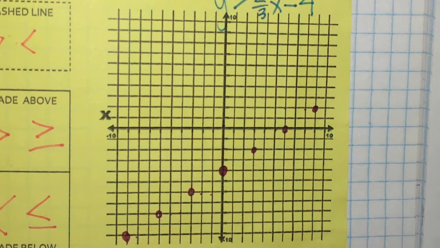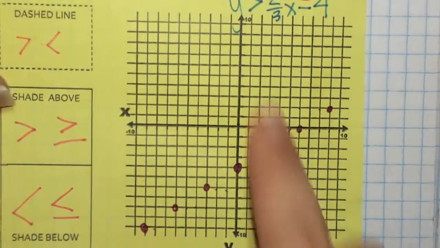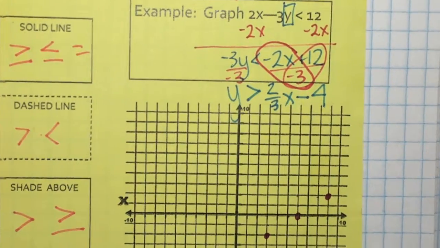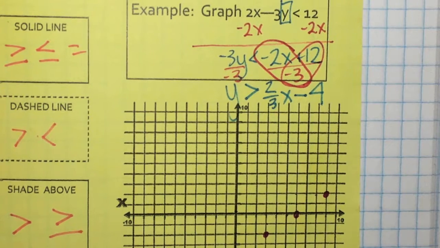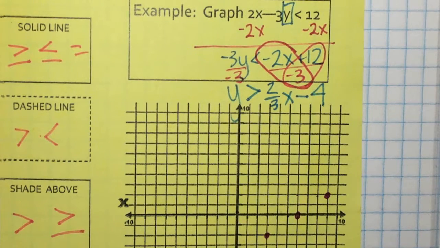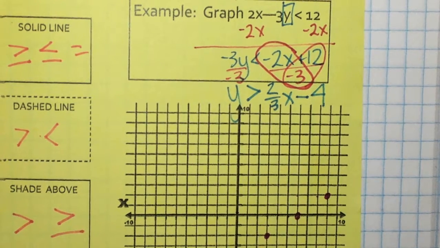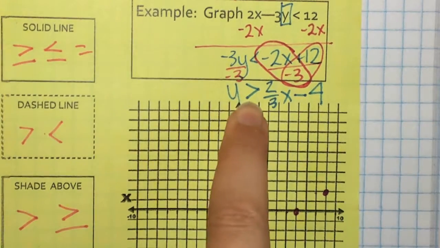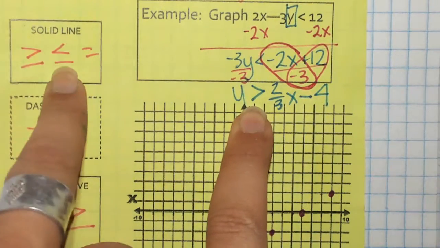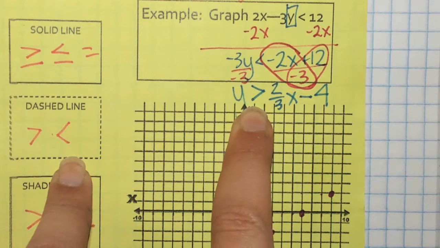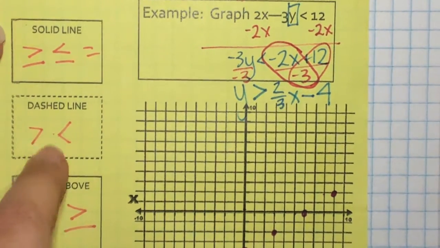Now, we have to figure out if we're going to use a solid or dashed line. Remember, that's based on our inequality sign because that's step 3, right? Step 1 was solve. Step 2 was graph your slope and y-intercept. We did both of those. Step 3 is solid or dashed line. Now, based on this, are we going to use a solid line or a dashed line? Dashed, because this looks like this box.